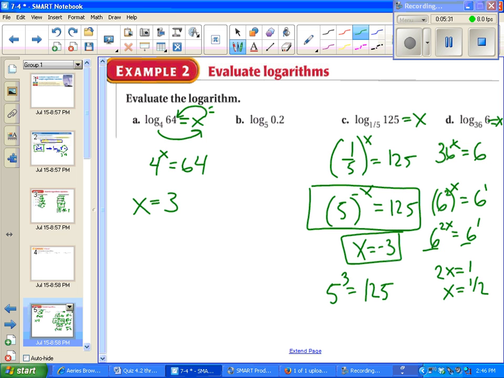We could have actually done something like that for part C also. A little side quest over here. 125 we know is 5 to the third, so we could have written 5 to the negative x equals 5 to the third. The bases are the same now, so the exponents are the same. Negative x equals 3, x equals negative 3.